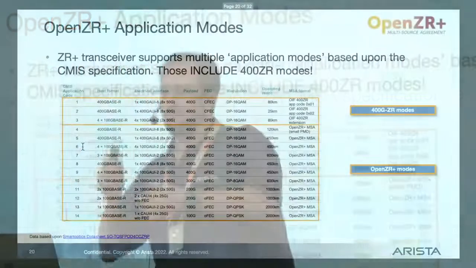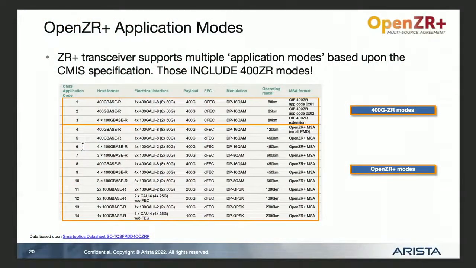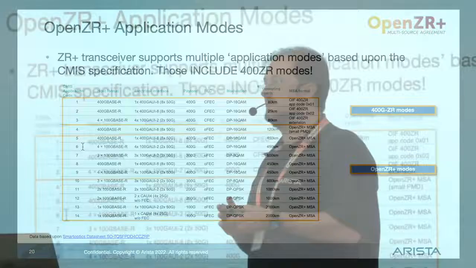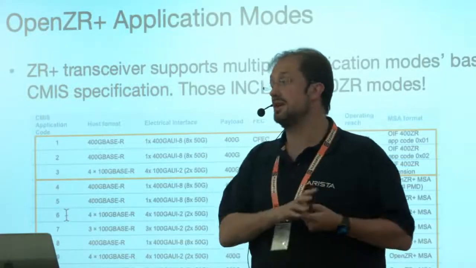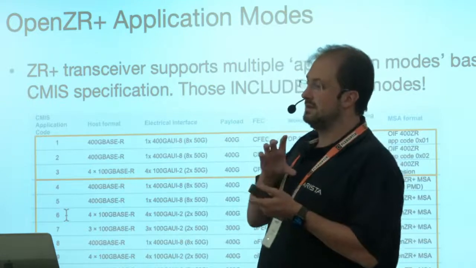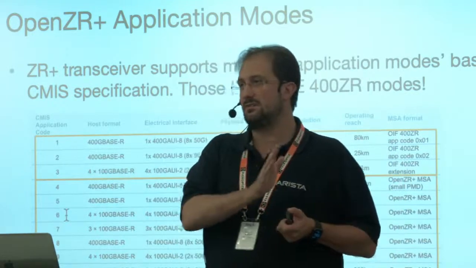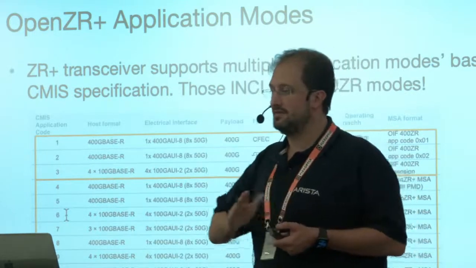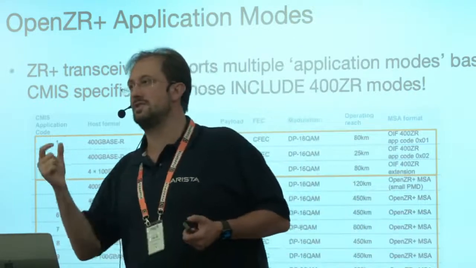And one of the interesting things, particularly around ZR Plus, are the application modes. And this looks like probably a bit overwhelming. This comes from Smart Optics, actually from a data sheet from their optic. What are those application modes? You can operate those transceivers in different modes depending on your link characteristics. That means you have the host side, which is the optical side, and you have the electrical interface, which is the representation to your switch.